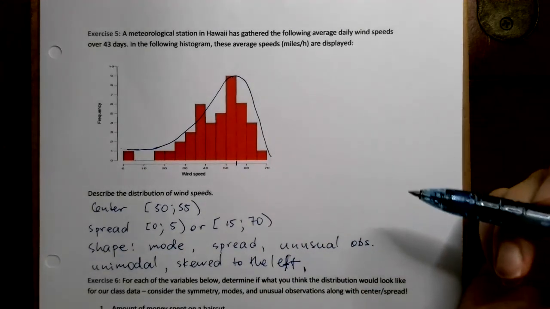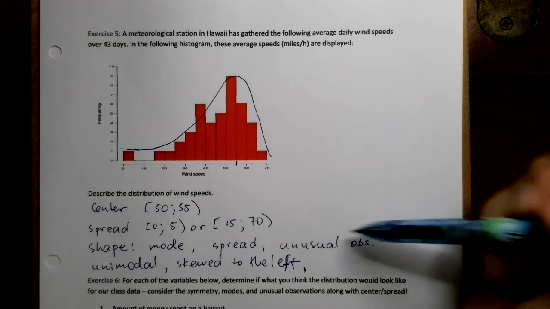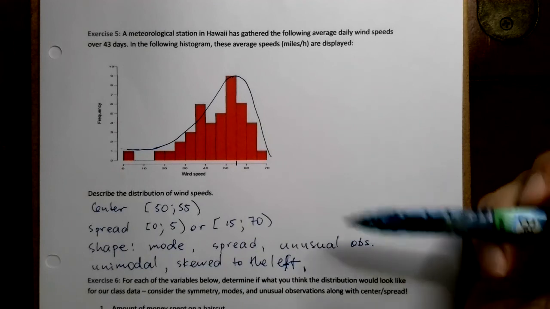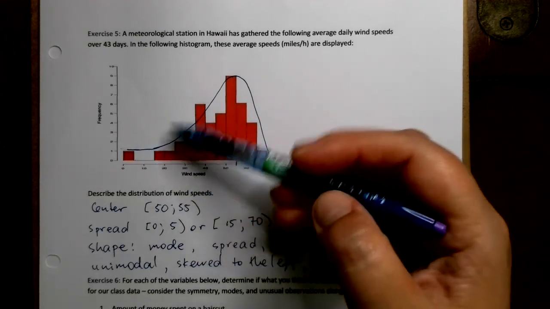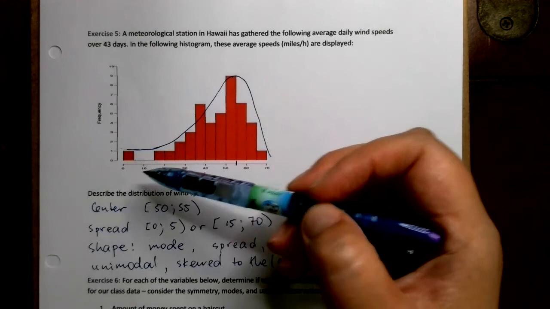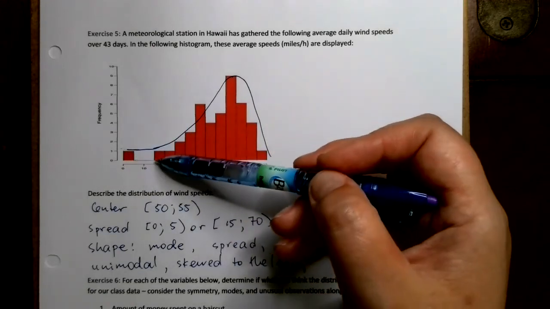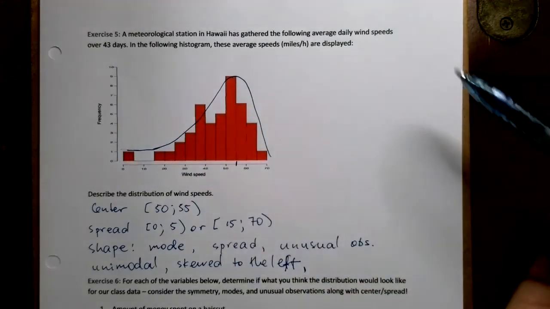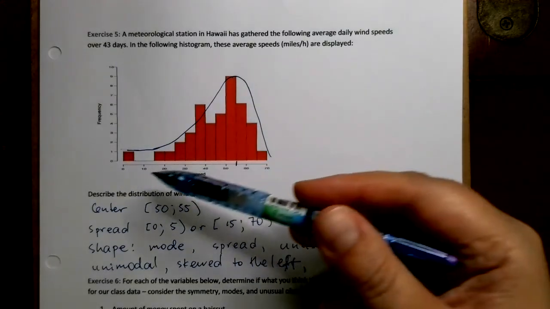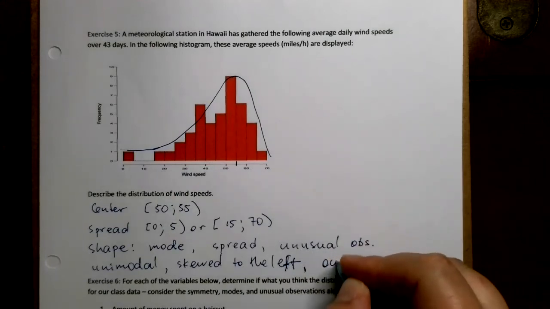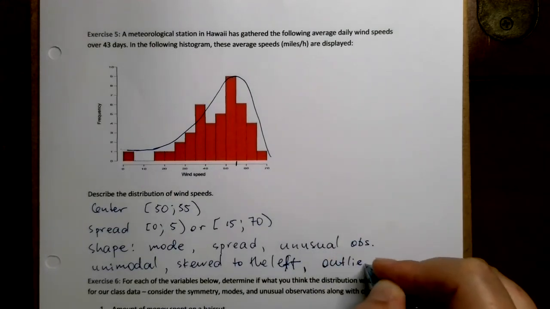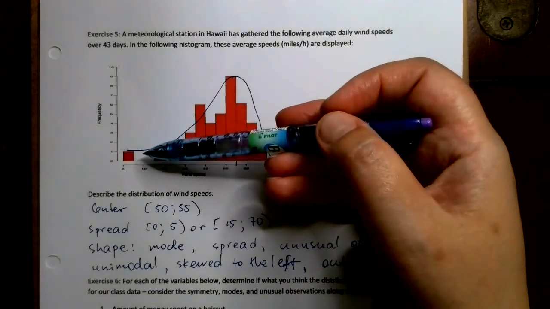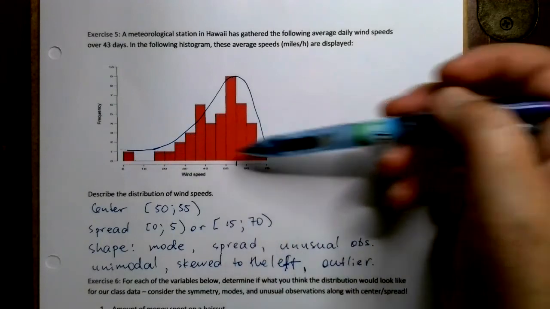Okay, and the last thing that we want to discuss is some unusual observations or unusual features of this distribution. Well, there is a gap here. It seems like there were no winds from 5 to 15 miles per hour, and there was one outlier, 0 to 5. And the reason we want to note that is in case this is a very unusual value for this distribution.